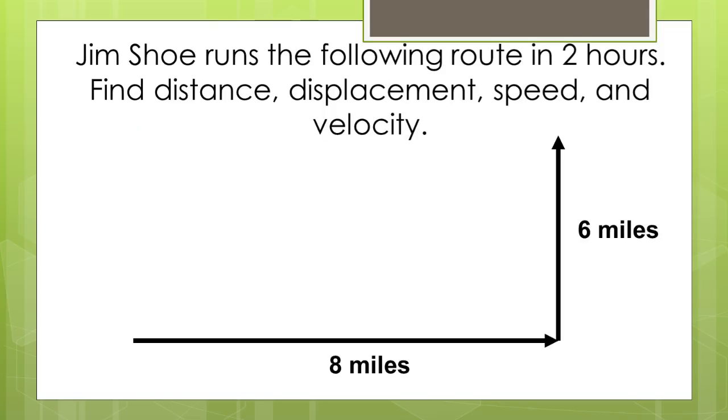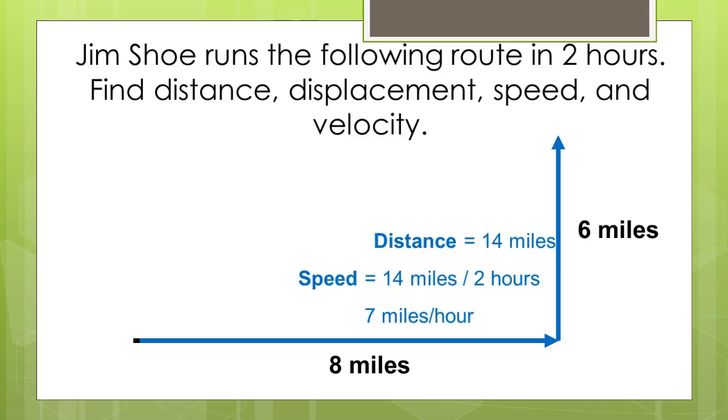Let's visualize the difference between our scalar and vector values. Jim Shu runs the following route in 2 hours. Find his distance and displacement, his speed, and his velocity. So if he were to run 8 miles, then 6 miles, it does not matter which direction he ran. This is going to be his distance. So even if he changes direction, we just add them up. 8 plus 6 is 14 miles.